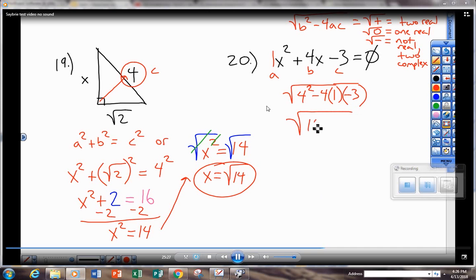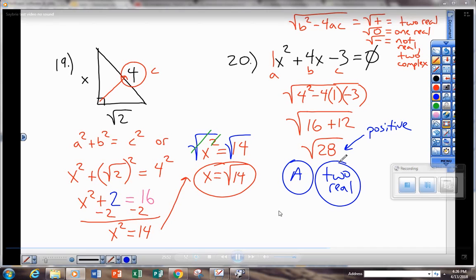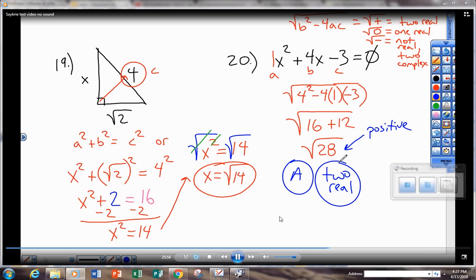If I do that math, I'm looking to see if I get a positive number, a 0, or a negative. So here I get 16 plus 12, because negative 4 times negative 3 is plus 12, which gives me 28. That is positive, which means anytime I get a positive number for my discriminant, there are two real numbers. On your study guide, that answer choice is A. Two real numbers, two answers. It touches the x-axis at two places if you were to graph it.